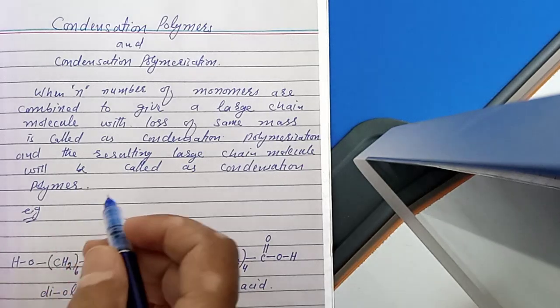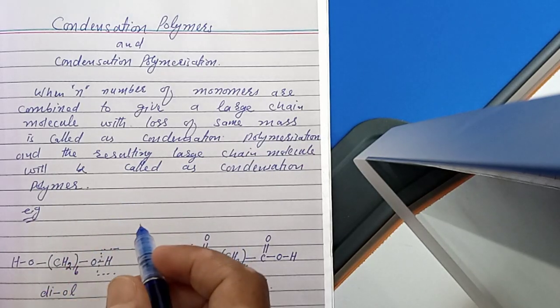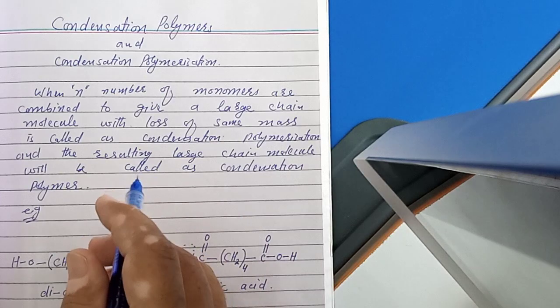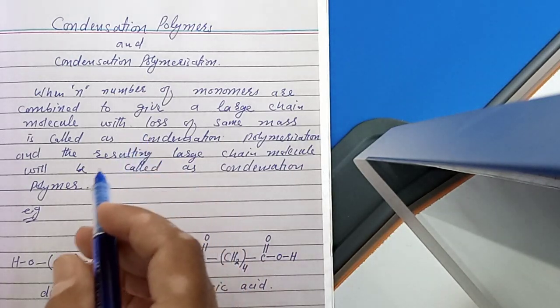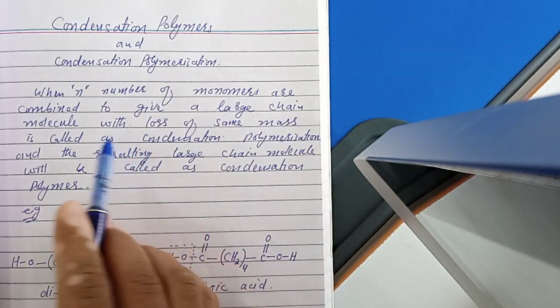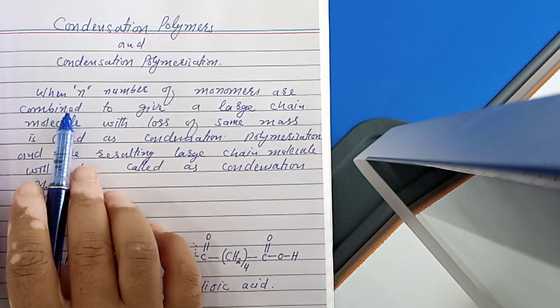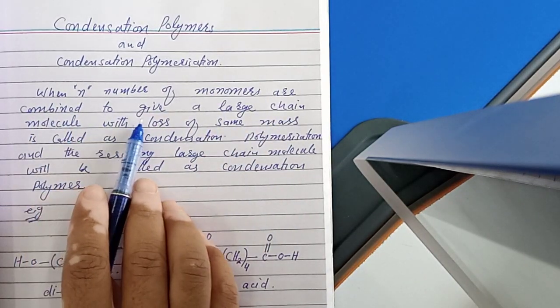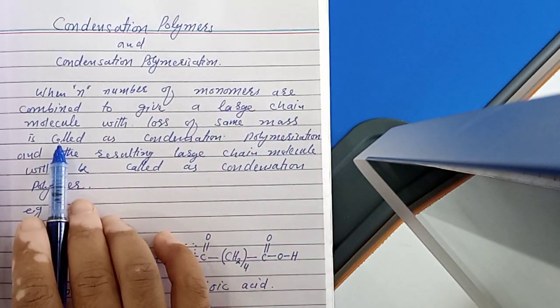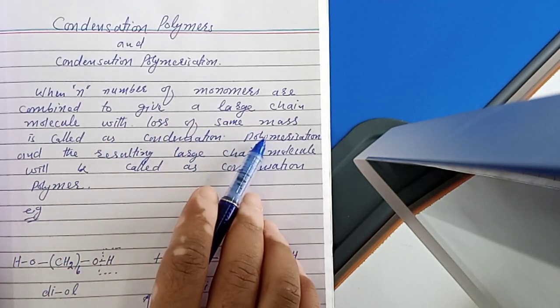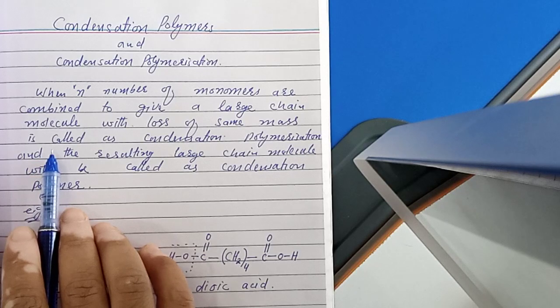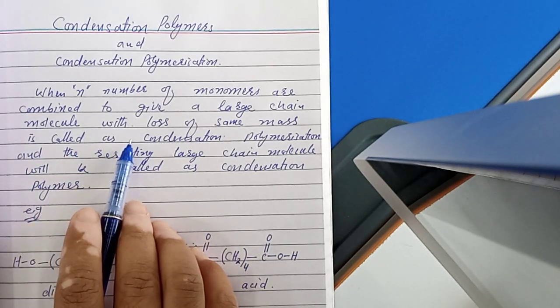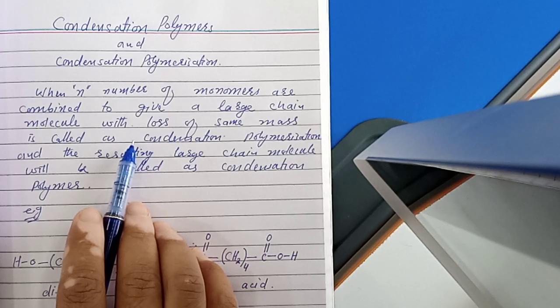Okay, so today we are going to learn about condensation polymerization. In condensation polymerization, we first have to define it, and according to the definition, we have to say when n number of monomers are combined to give a large chain molecule with loss of some mass, that will be called polymerization. And the resulting long or large chain molecule is called what?